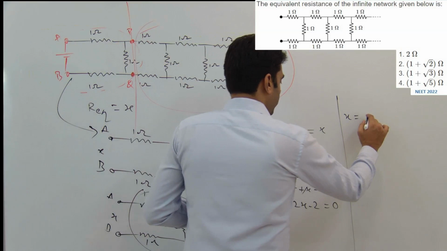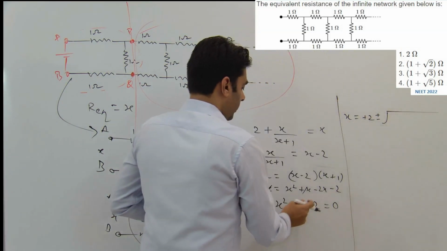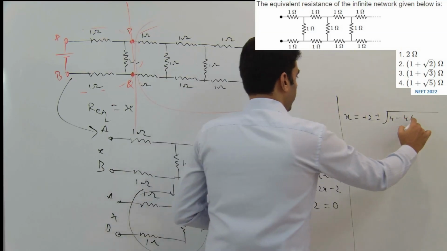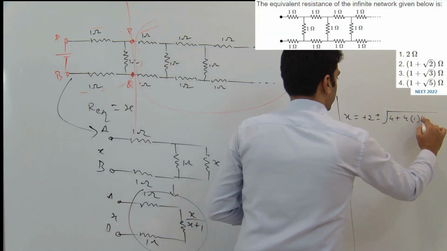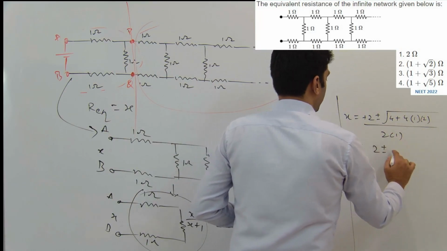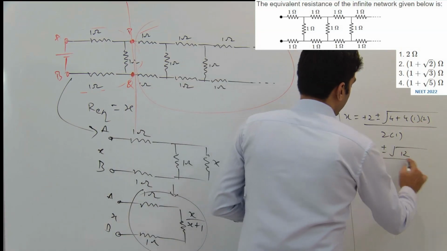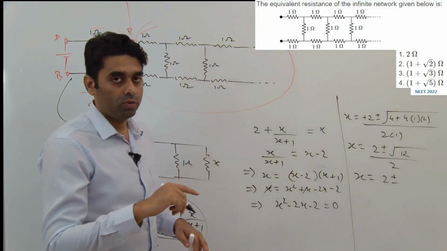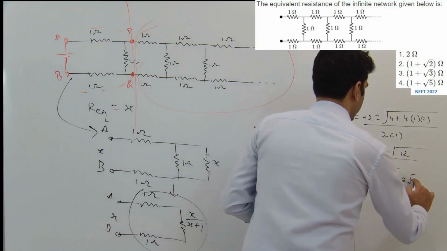Minus b, minus of minus 2, that is plus 2, plus minus root over b² − 4ac. The a value is 1 and the c value is minus 2. So x = (2 ± √(4 + 8)) / 2, 4 plus 8 is 12, by 2. x = (2 ± √12) / 2. Root 12 will be 2 root 3, so 2 root 3 by 2.